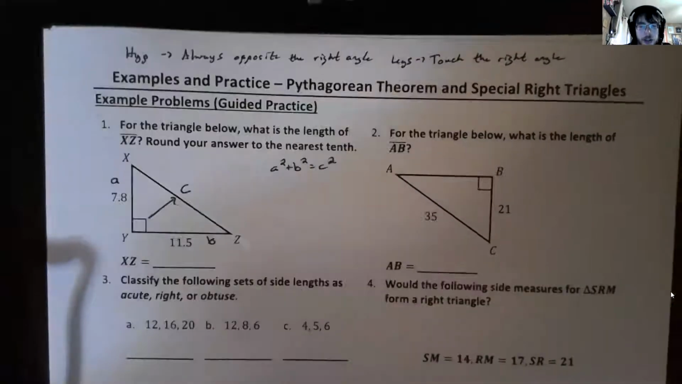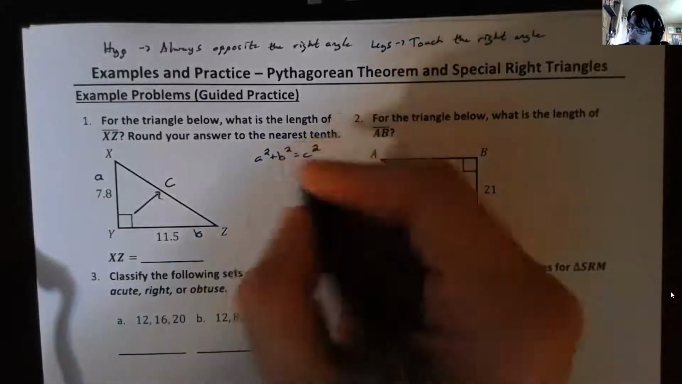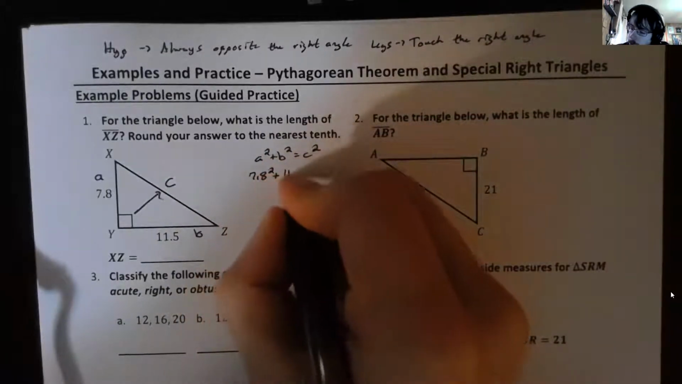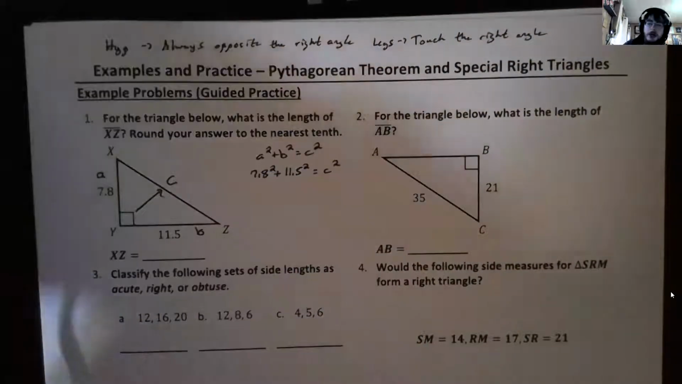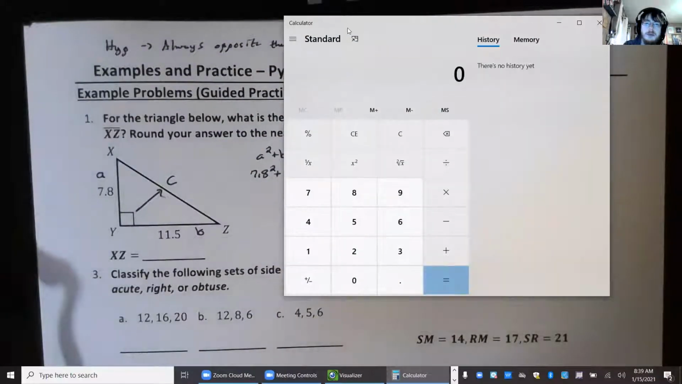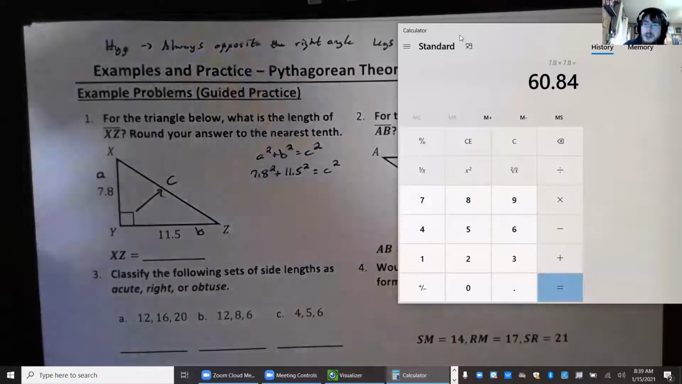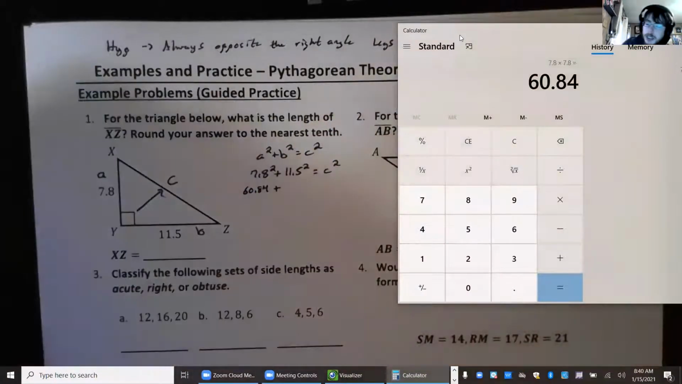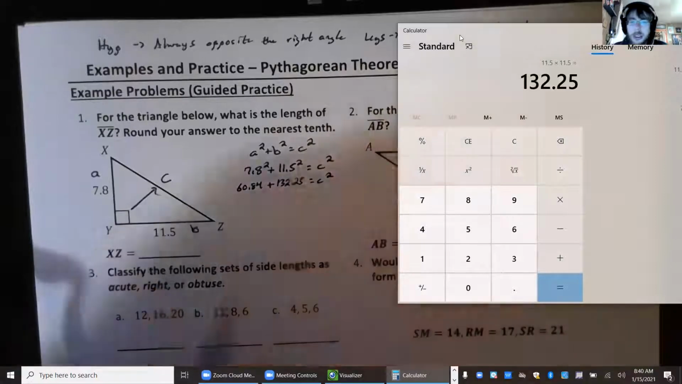So now all we need to do is plug those into our equation. So a squared plus b squared becomes 7.8 squared plus 11.5 squared, and then equals c squared. So I'm going to get my calculator up here, just a basic calculator. And if we take 7.8 squared, we get 60.84. And then plus 11.5 squared, which is 132.25, and that's equal to c squared.